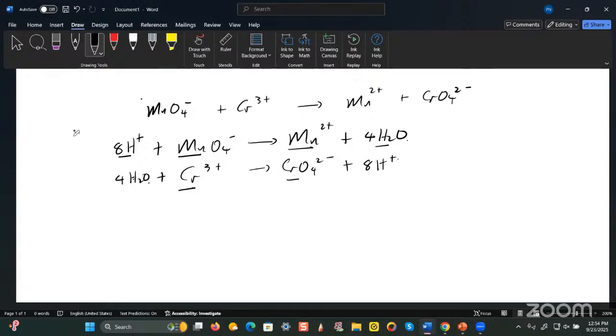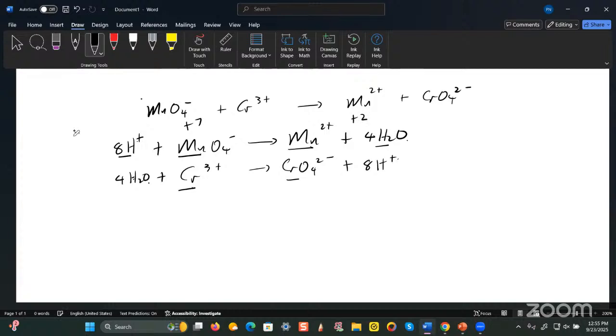What's the total net charge on the left side for the first half equation? Plus 7, exactly, because you have 8 plus charges here, minus 1, so that's plus 7. What about the right side? What's the total net charge on the right side of the same half equation? Plus 2, yeah.